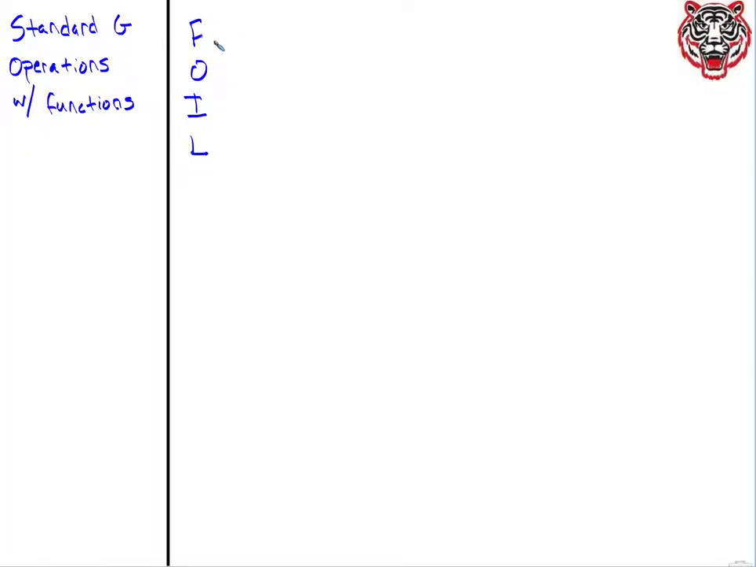FOIL stands for, do you guys remember the acronym? First, outside, inside, last. Yep, first, outside. Inner. Last. Which means if I had some equation x plus 2 times x minus 3.